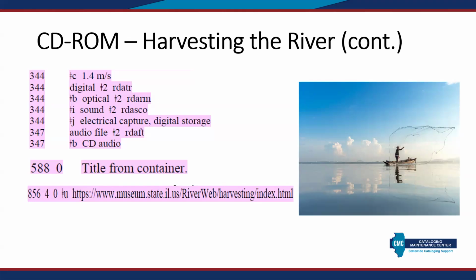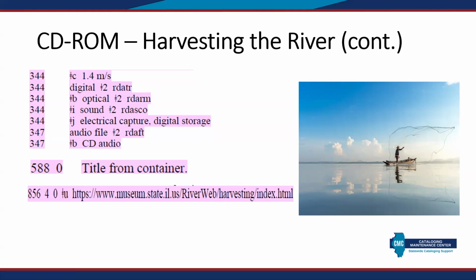And let's see, our 588, the title was taken from the container. And our 856 for this one just contains the URL. So I got the 4 for HTTP and 0 for, it's not the resource itself, but it's a related resource.